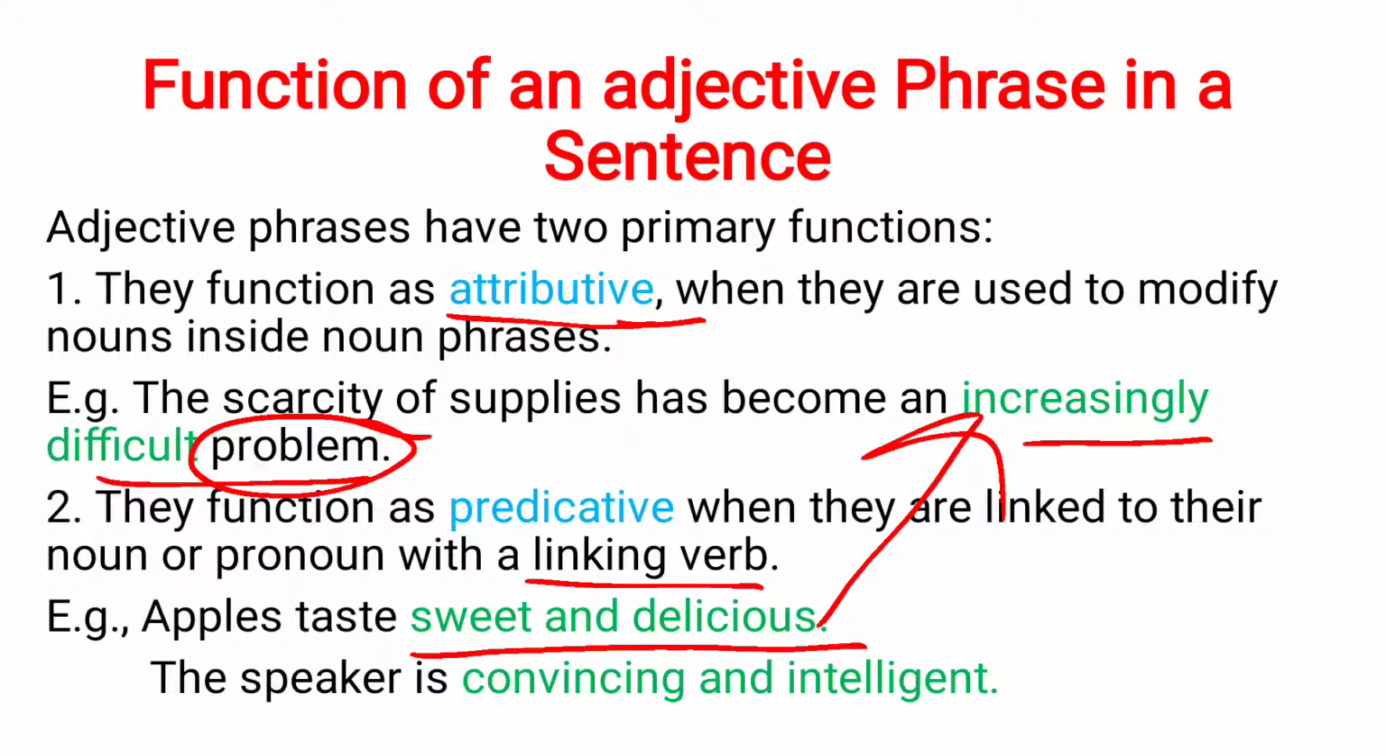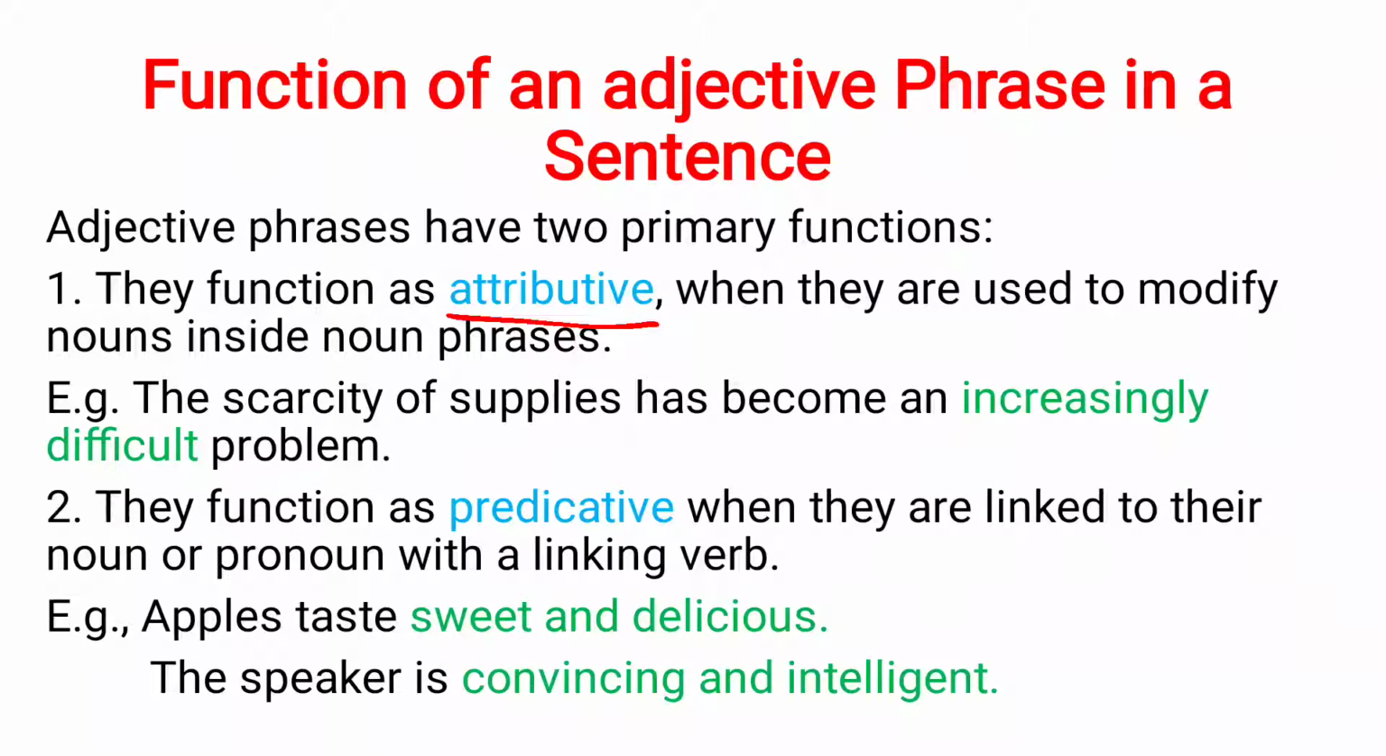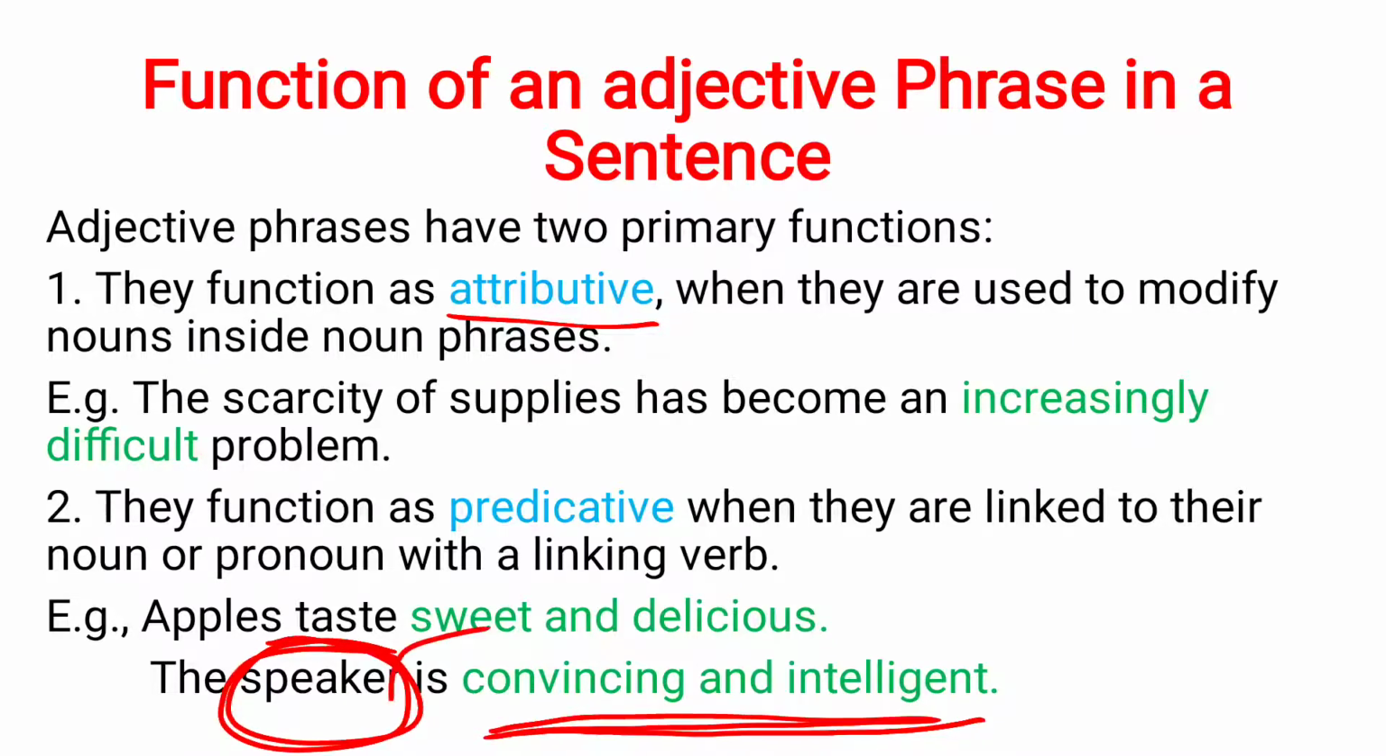So in senior classes, in class 9th, 10th, 11th and 12th, you will be asked to differentiate between attributive adjective phrase and predicative adjective phrase. So you should know what is the difference between these two. Similarly, we can understand this with the help of another example. The speaker is convincing and intelligent. Now, convincing and intelligent. Who is convincing and intelligent? Obviously, we are talking about the speaker. And this particular phrase is linked to this particular noun with this particular verb, and that is why this verb is known as linking verb, because it is linking, it is joining this phrase and this noun, and that is why this particular phrase is playing the role of predicative adjective phrase.